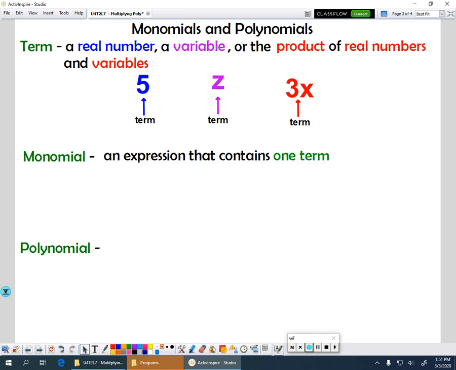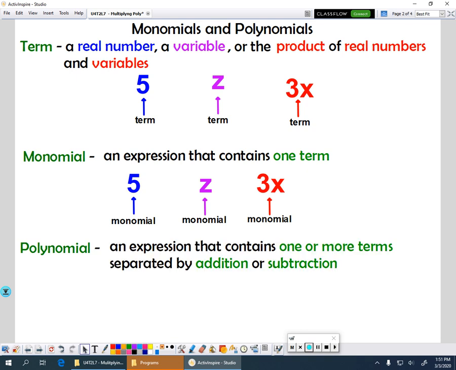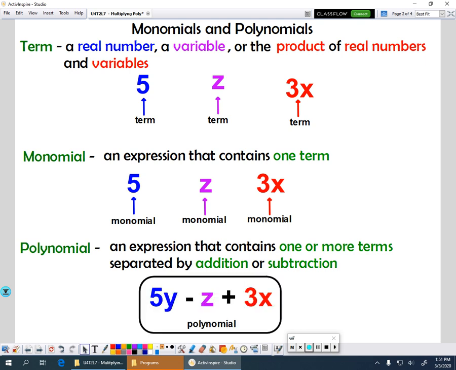Now a monomial is an expression that contains only one term. So all of these terms that I had listed before, those are actually also called monomials. And a polynomial is an expression that contains one or more terms that are separated by addition or subtraction signs. So this would be an example of a polynomial. So today, we're going to use our box method to multiply polynomials.